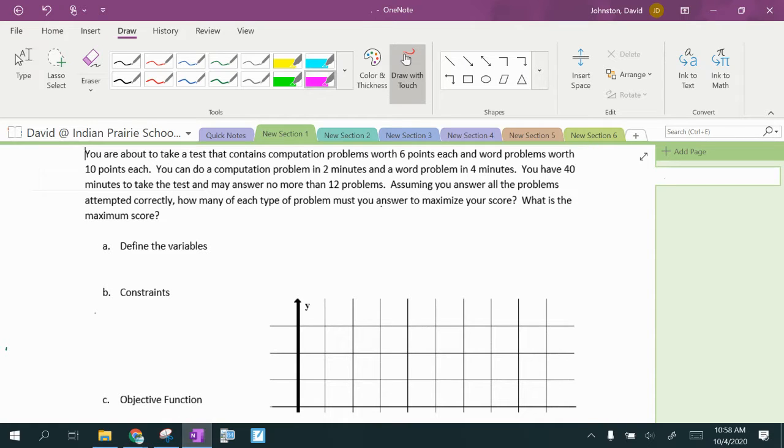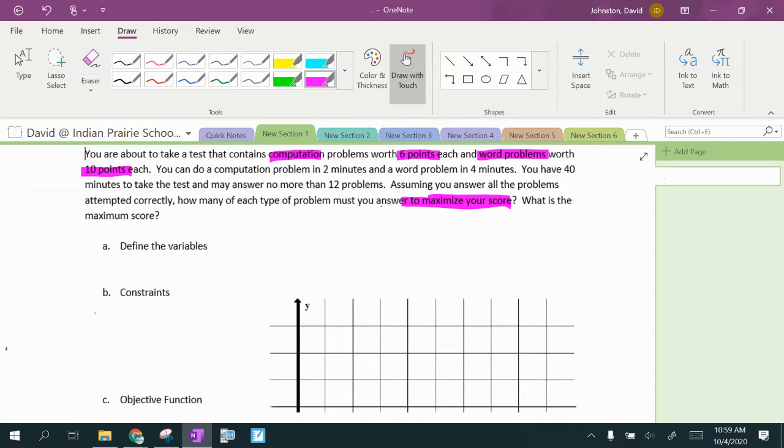I generally choose to start off by figuring out what my goal is, what my objective is. I read through it and it says, I want to maximize my score. Okay, well, that's my objective, that's my target. Now I'm going to look and see where we talk about awarding points. It says up at the top that computational problems are worth 6 points and word problems are worth 10 points.